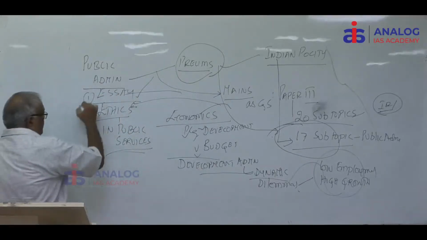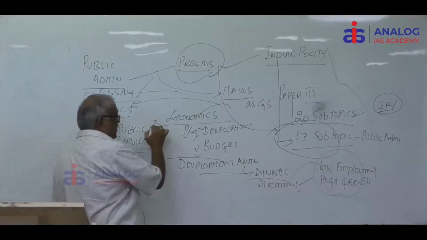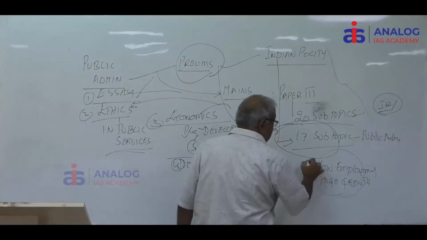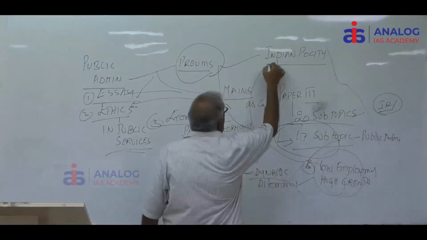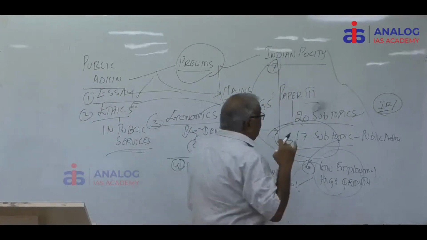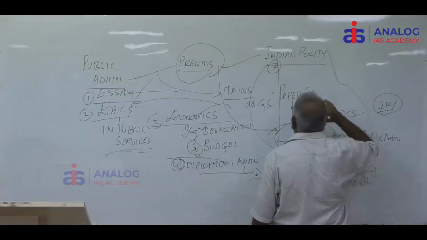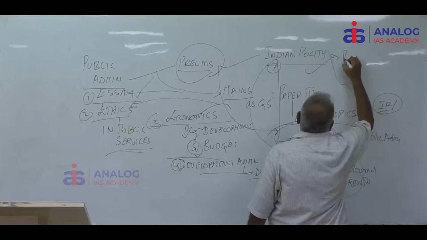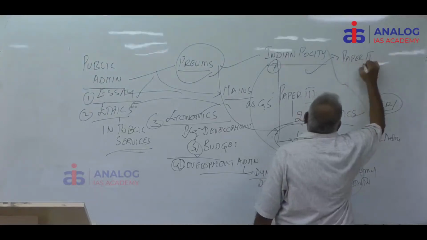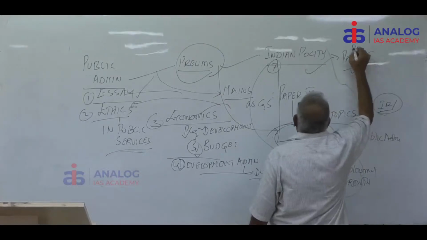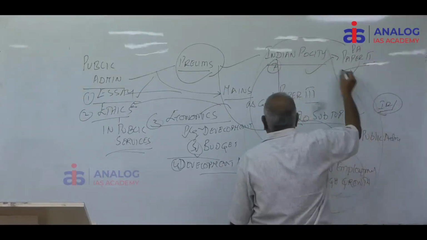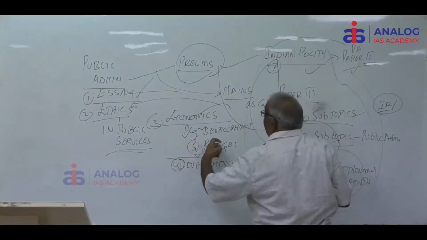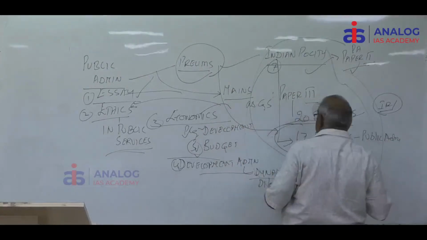So let's say 1, 2, 3, 4, 5, then 6 plus 7. Paper 2 of public administration entirely deals with the Indian polity. That means when you are thoroughly preparing for paper 2 of public administration, your entire polity segment, including your economic aspects, development aspects, then your budget, then your current issues, almost all are covered.